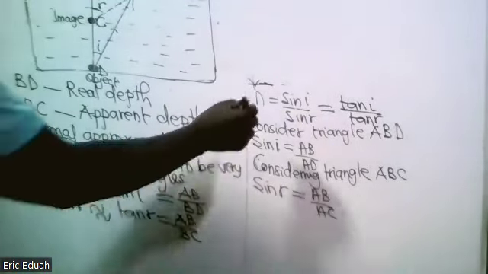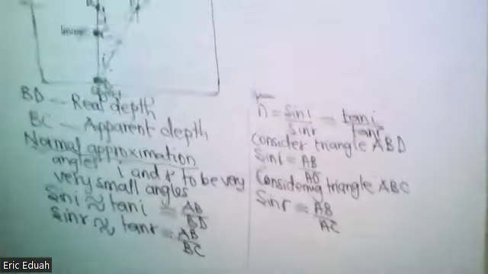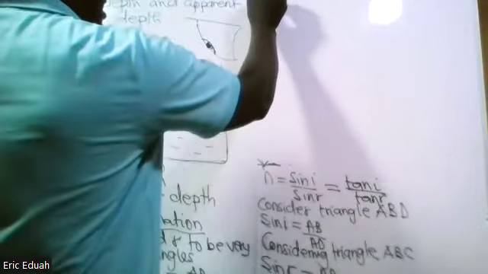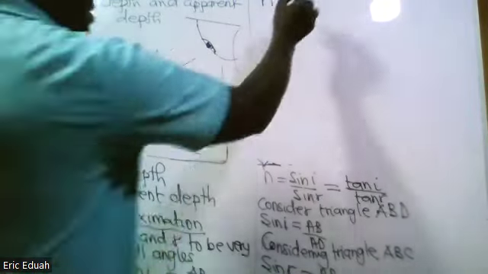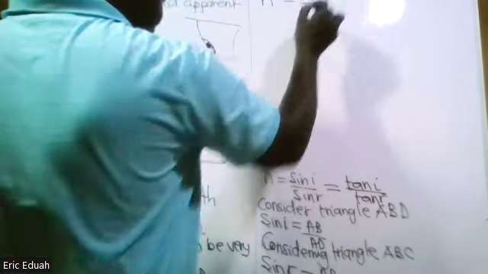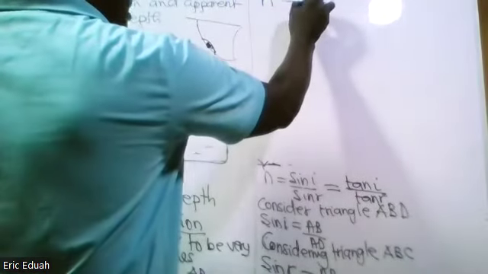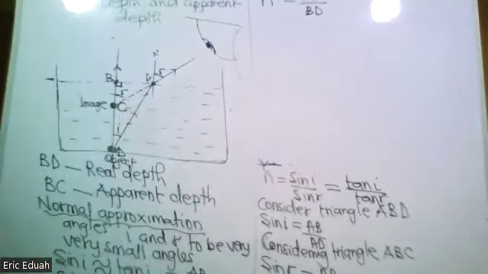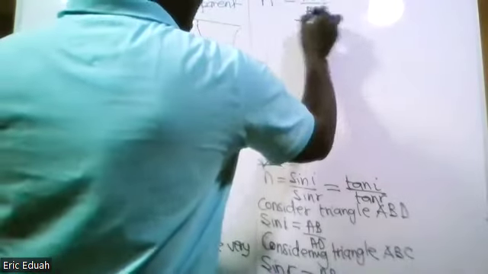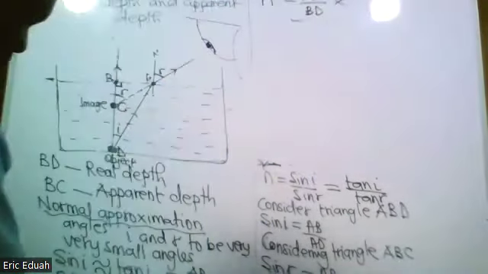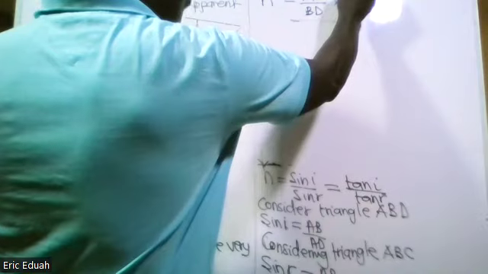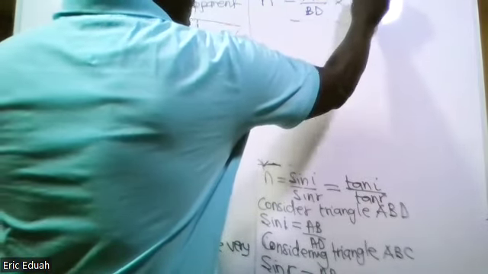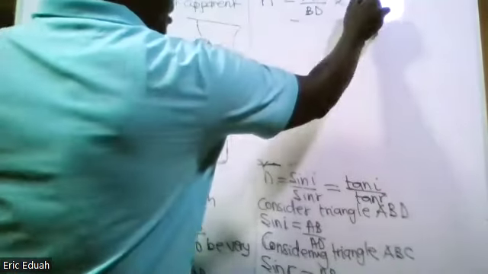Meaning the refractive index, absolute. The absolute refractive index would be tan I is AB over BD. Then tan R is BC over AB.